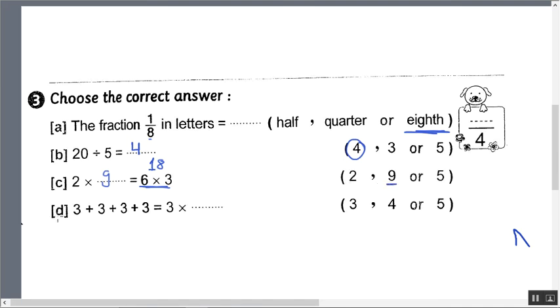Question D. Here he said 3 plus 3 plus 3 plus 3. How many 3s are here? Count 1, 2, 3, 4. So here it will be 3 times 4. 3 times 4 equals what? Equals 12.